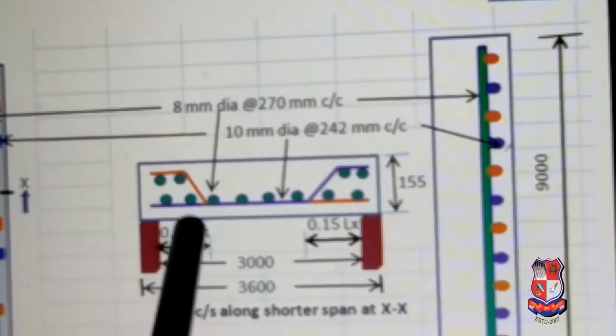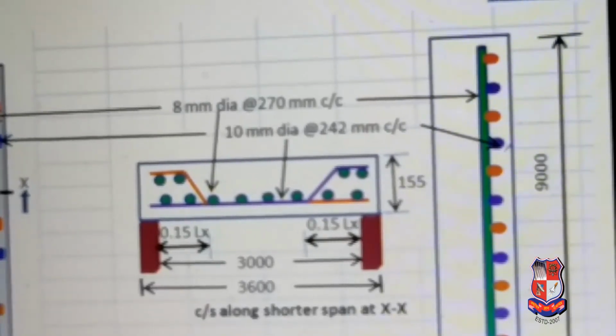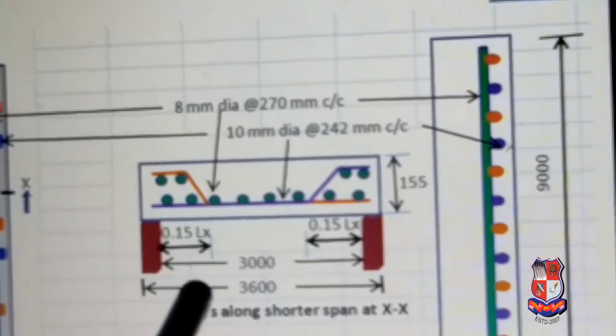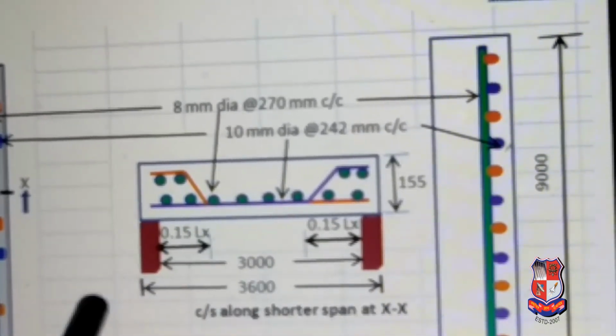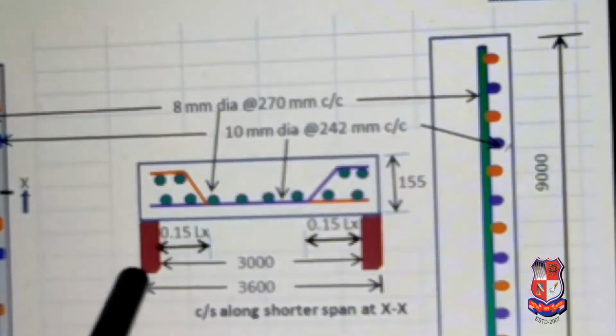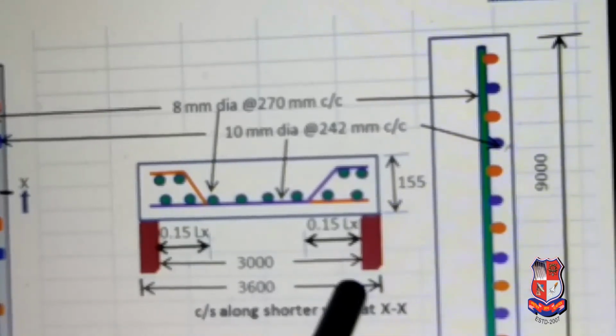So alternate bars are bent up on the top of each support, the left as well as the right support, and the bent up starts at 0.15 Lx near each discontinuous, that is simply supported, end. This way we can understand the cross section of the reinforced RCC one-way slab along the shorter span, that is at section XX.